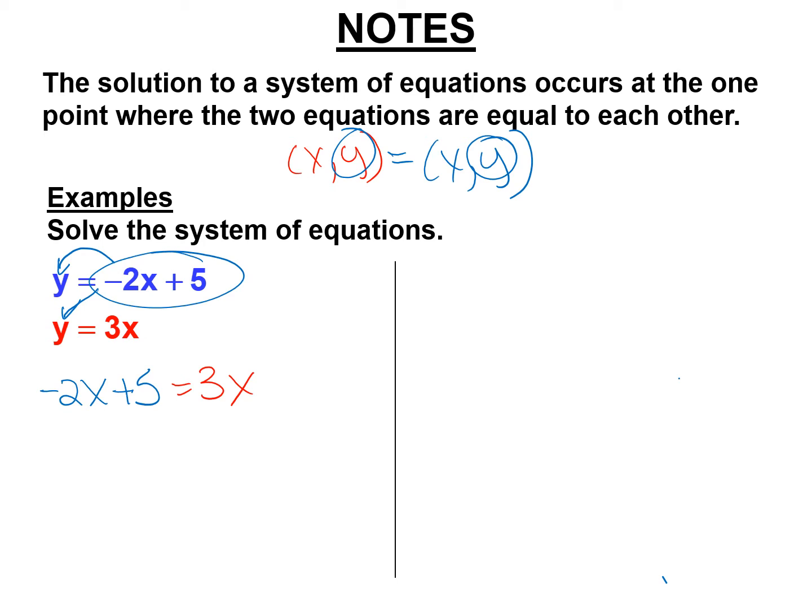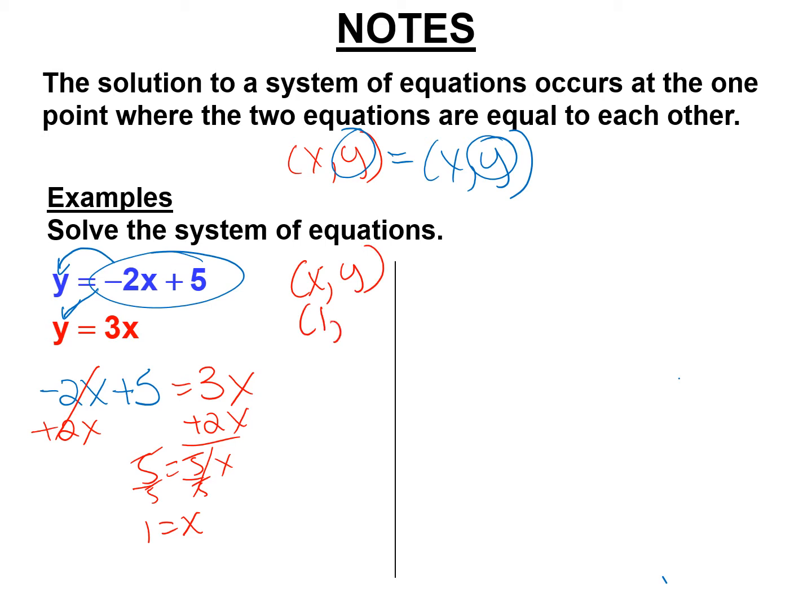Now let's solve that equation. Okay, go pause the video and do that. So hopefully you added 2x to both sides. You got 5 equals 5x. Divide both sides by 5. 1 equals x. Now, that's not the answer, right? We're finding a point where they cross. So we now know the x coordinate is 1. We're not done. You can take that 1 and put it in either of those equations and figure out y.